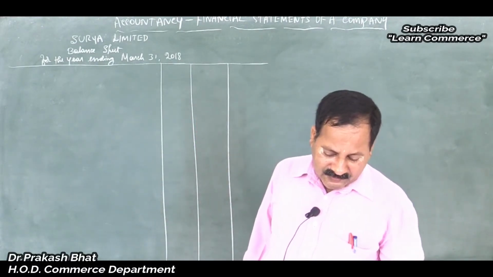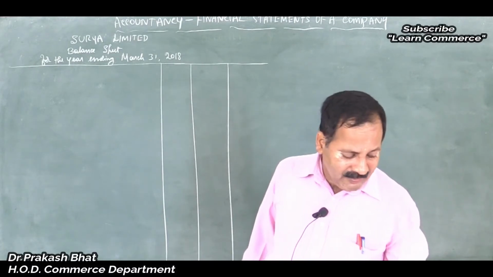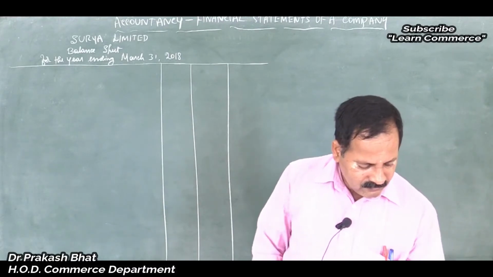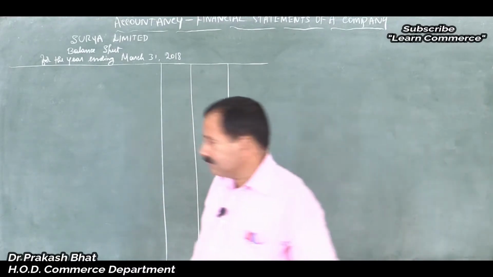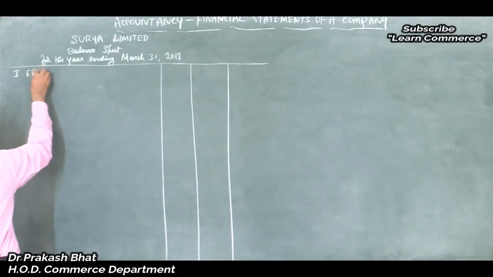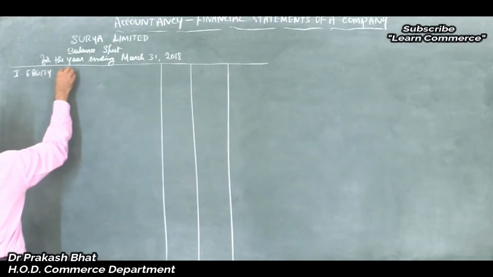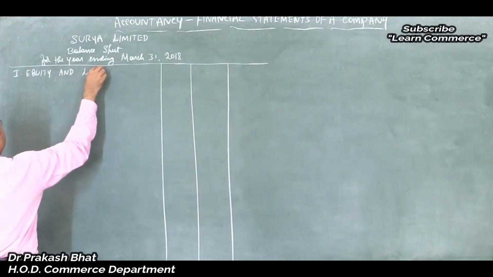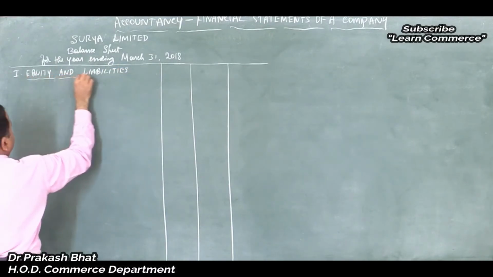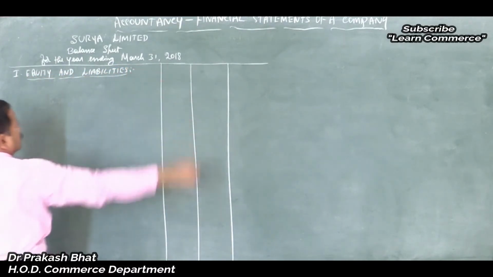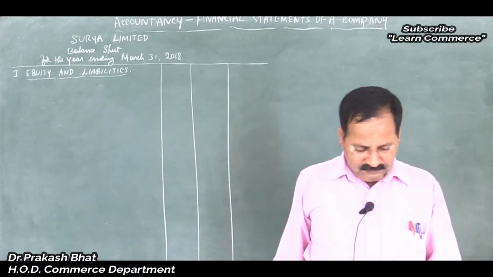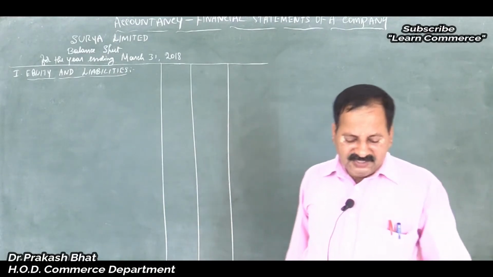Roman 1, that is equity and liabilities, isn't it? Equity and liabilities. Under that, shareholders funds, first one, shareholders funds.